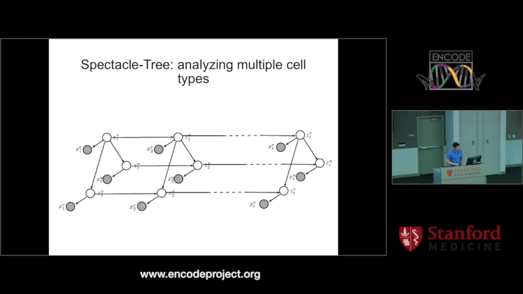Let me switch now to telling you about our follow-up, which is called Spectral Tree, and the main thing here is that we're now able to, for the first time very efficiently, analyze multiple cell types together. So let me just explain this model quickly.